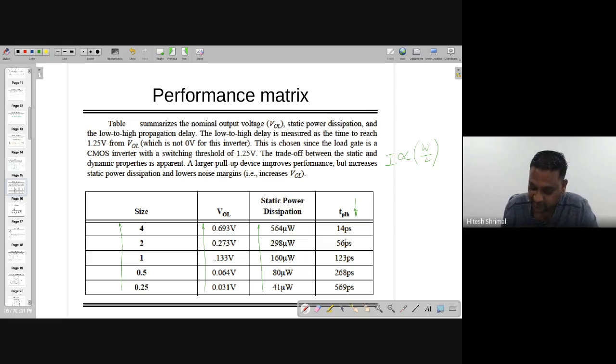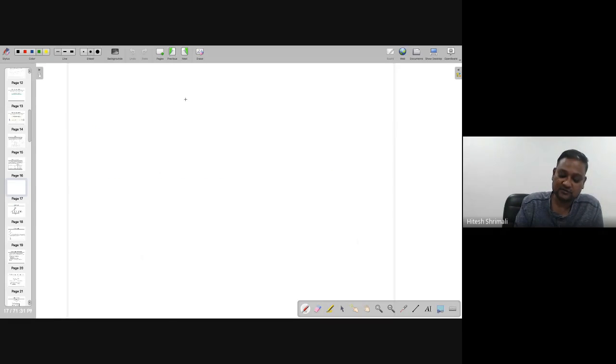You must have learned something from maybe the simulations which you are doing in Simica. So in that, you must have learned how these sizes are affecting the TPHL, TPLH, and some questions were given on that. Okay, so this was all about the pseudo-nMOS logic gate.